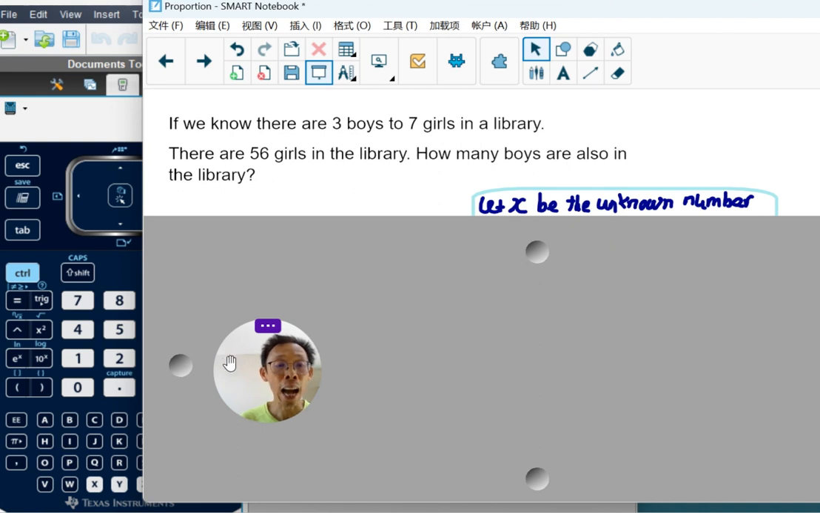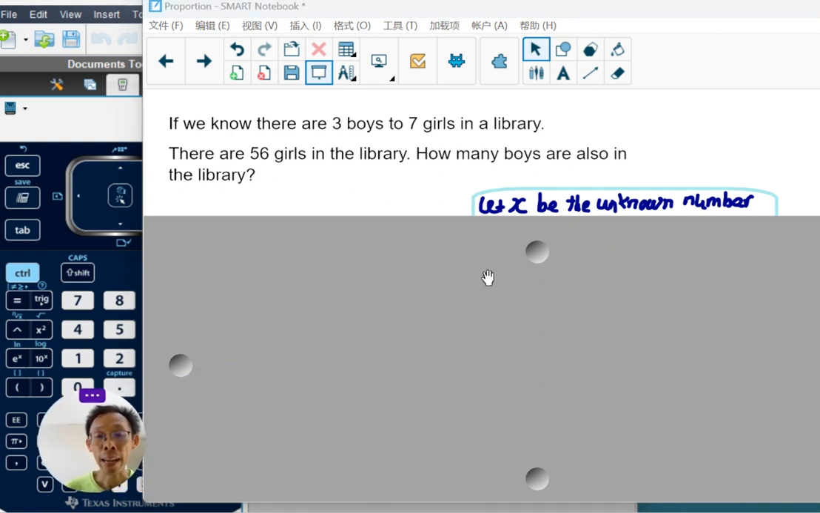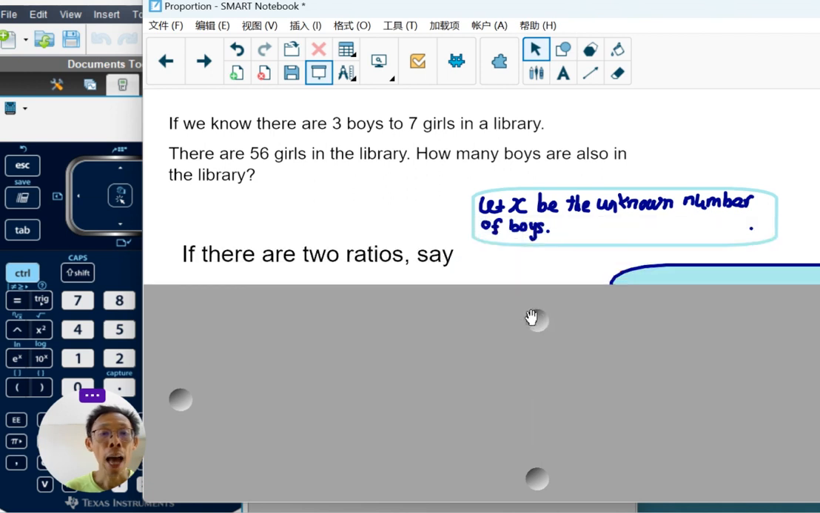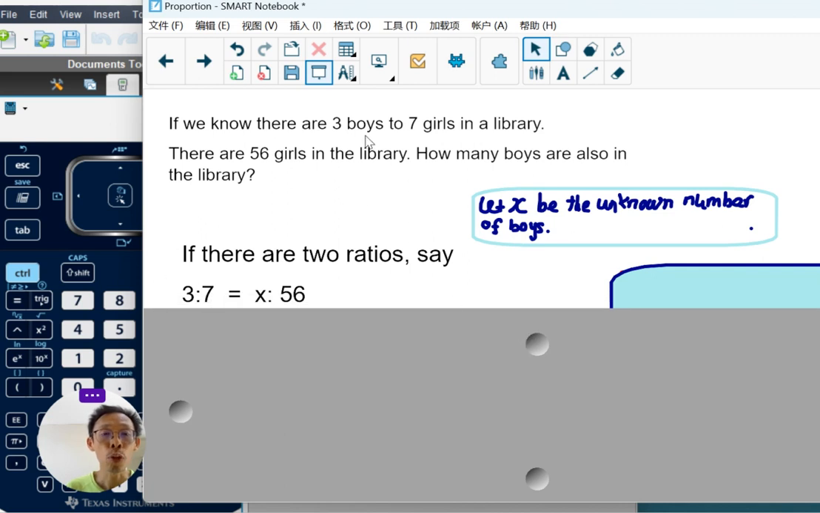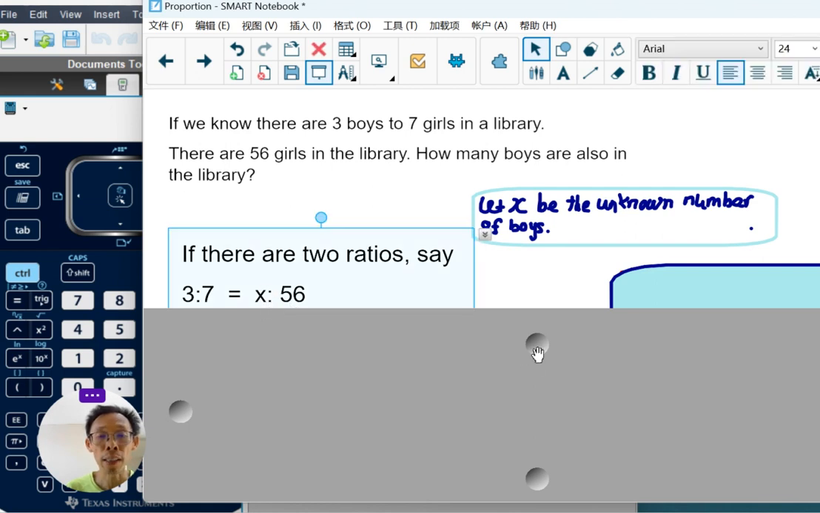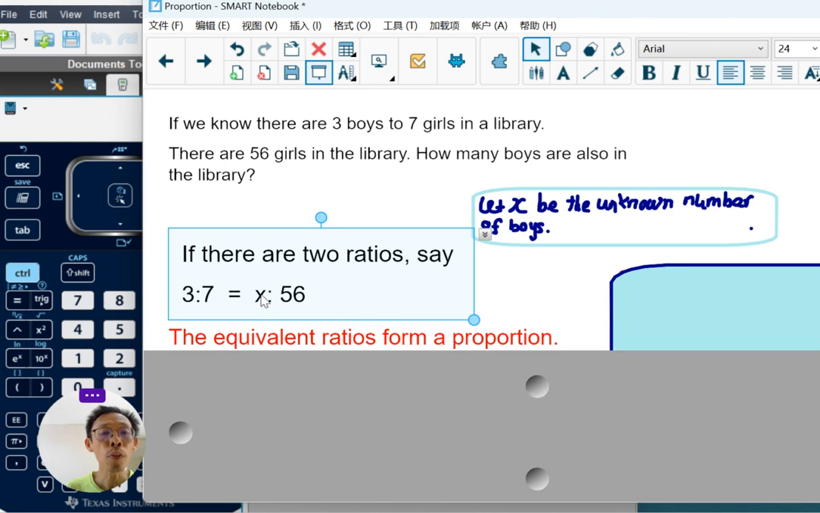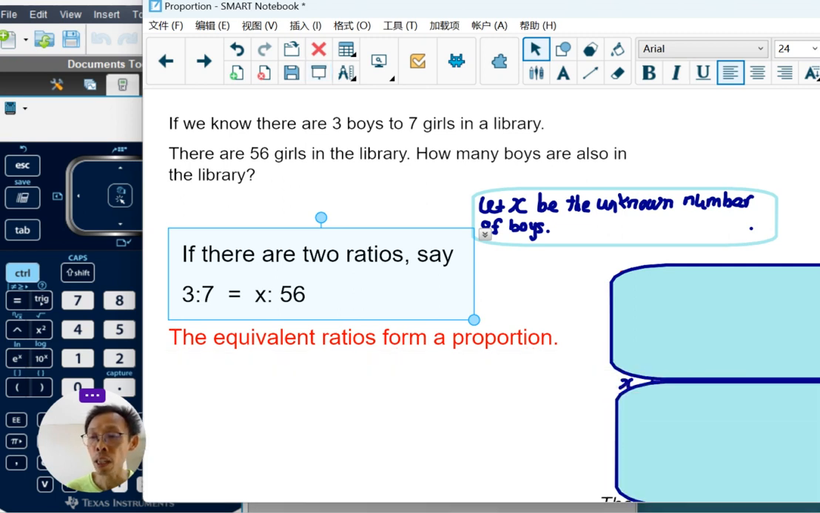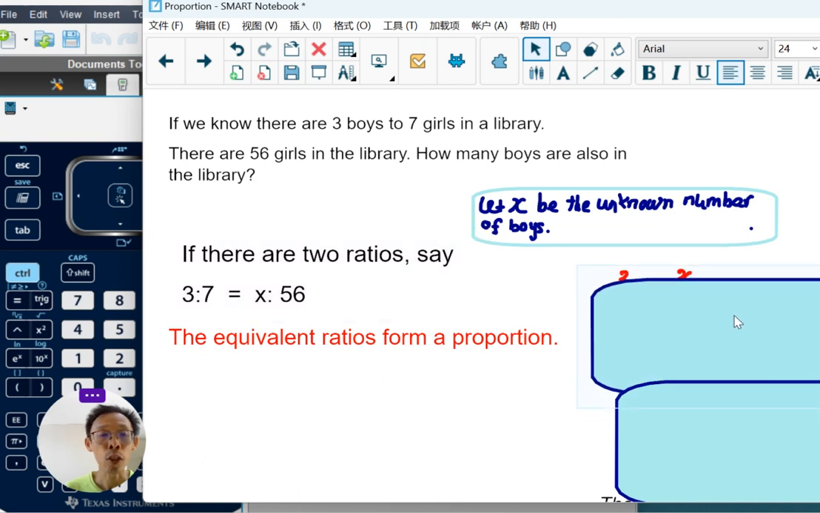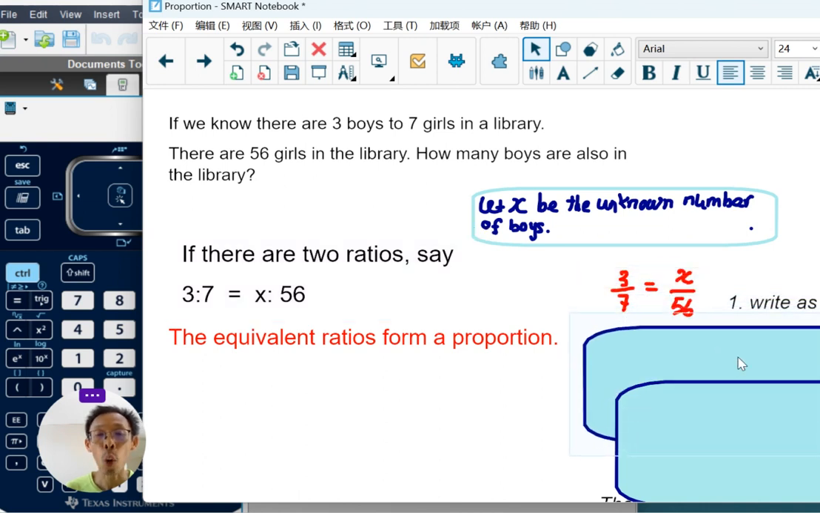So to solve for this, we can let the unknown be x, for example, as written here. And here we have 2 ratios, that is 3 to 7, 3 boys to 7 girls, and x, the unknown, to 56 girls. We need to solve for x. So the equivalent ratios in this particular form is called a proportion. All right. And to get started with this, you can start by writing 3 over 7 equal to x over 56. That is, rewrite both sides as a fraction.